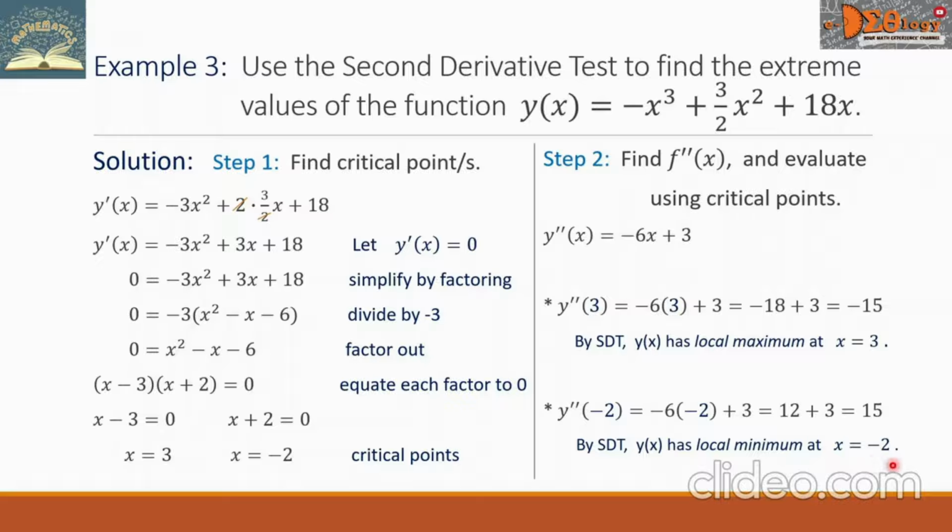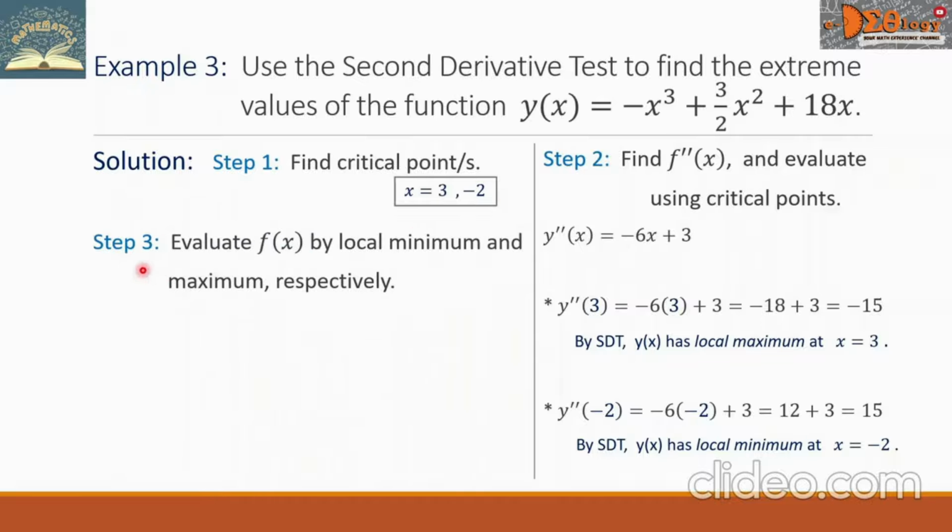Now we go to step 3. I need the space here. First, I'm going to copy the critical points value, and it's here now. Then step 3, we evaluate the function f of x by local minimum and maximum respectively. Let's begin with maximum value. In our step 2, we said that there is a local maximum at the value x equals 3. So we evaluate our function with that value 3.